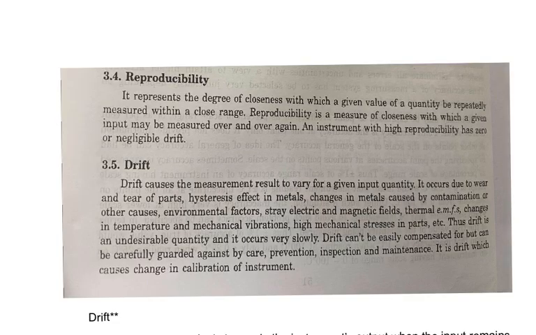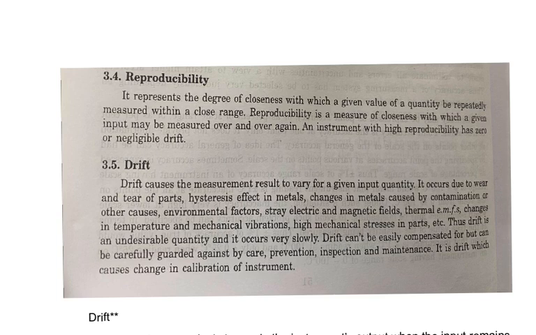Next one is reproducibility. What do you mean by reproducibility? It represents the degree of closeness with which a given value of a quantity may be repeatedly measured within a close range. Reproducibility is a measure of closeness with which a given input may be measured over and over again. An instrument with high reproducibility has zero or negligible drift. We are repeatedly measuring such that we get into a close range, so that is called reproducibility.